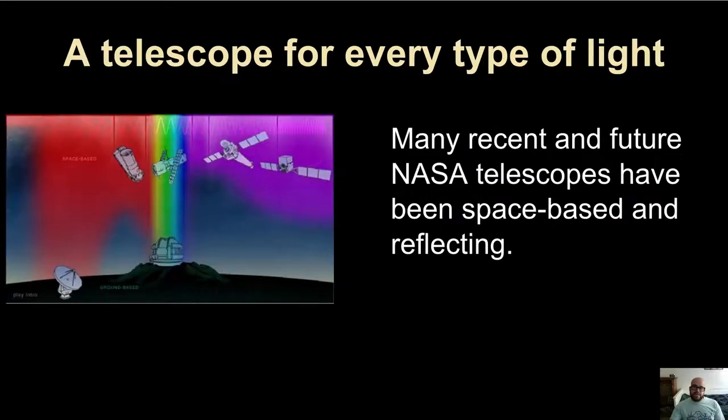In recent years, NASA has been building lots of space-based and reflecting telescopes. There's a brand new one going up in the next couple of years called the James Webb Telescope. And it will be space-based and reflecting. So, yeah, that's what NASA's doing, but whatever you chose is okay too.